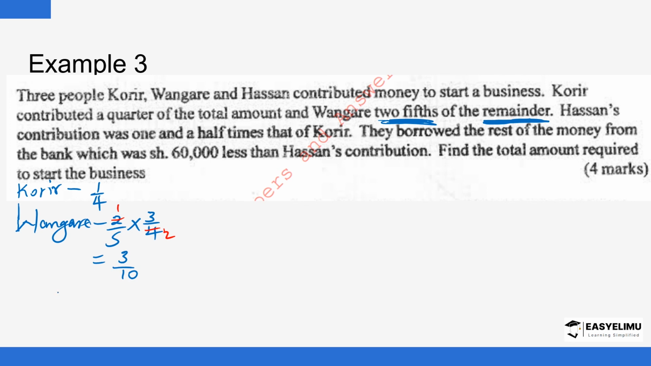So we have Hassan. So Hassan's contribution was, take note, 1.5 times. So we just write 1.5. This is how 1.5 is 3 times. 1.5 times that of Korir. So Korir is a quarter.